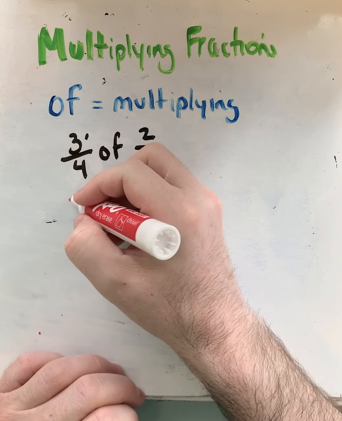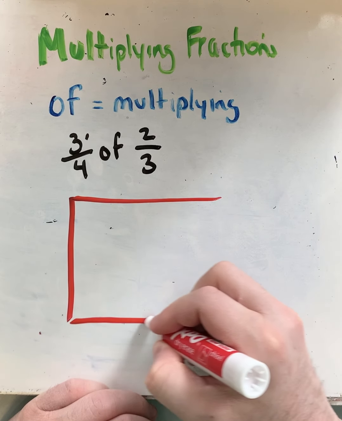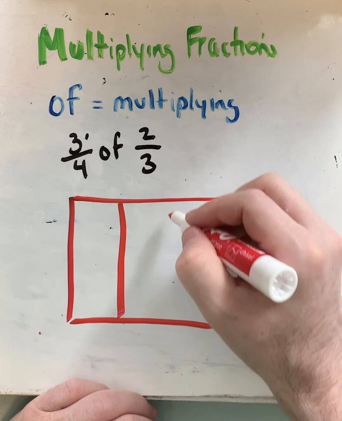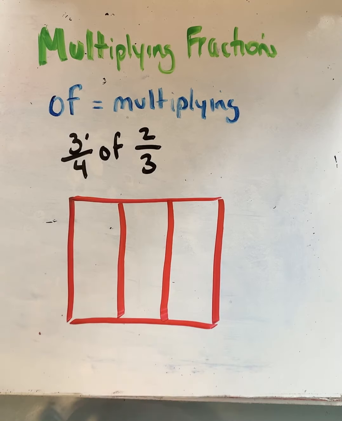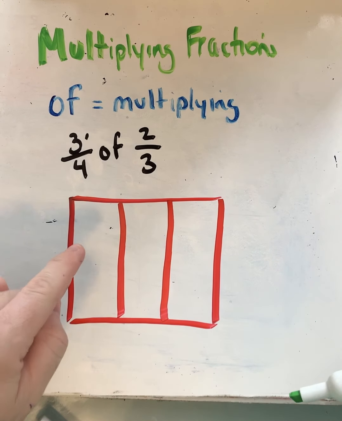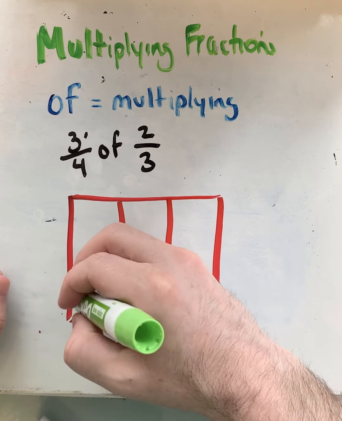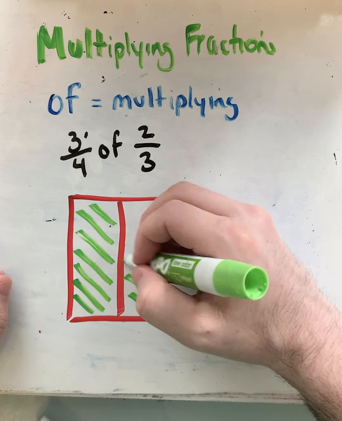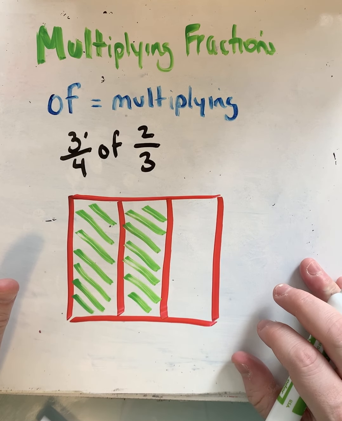So what I need to draw is a square, and I'm going to break it into thirds. So 1, 2, and 3. Okay, only 2/3 of this square, right? It says 2/3. Only 2/3 of the square are going to get colored in. So I'm just going to represent it this way so we can have a visual. So this is step 1 done.